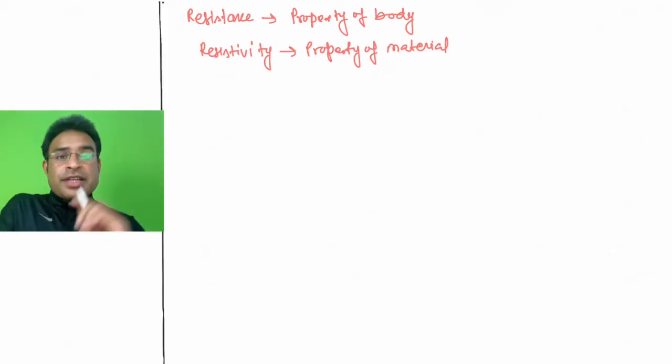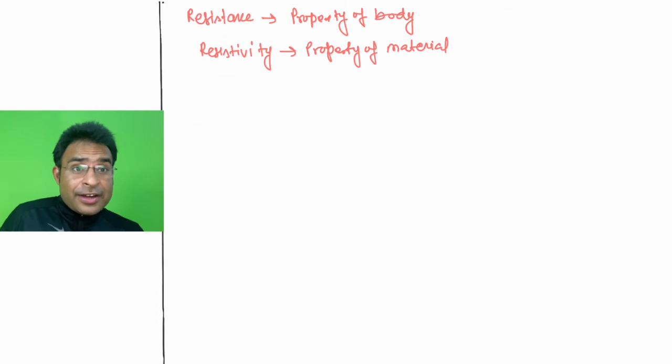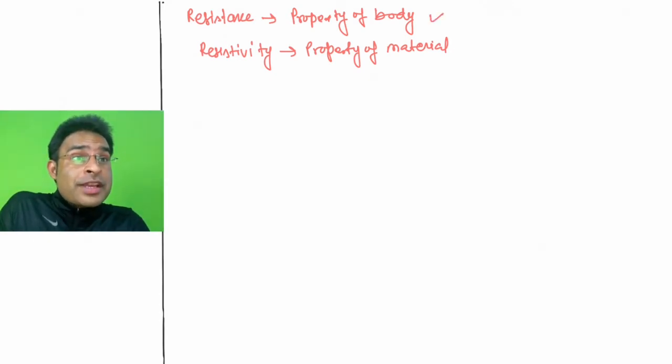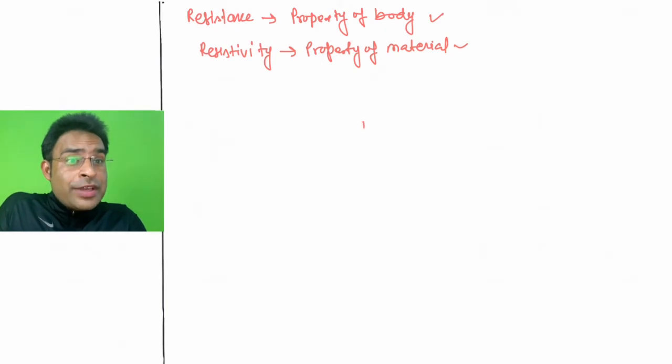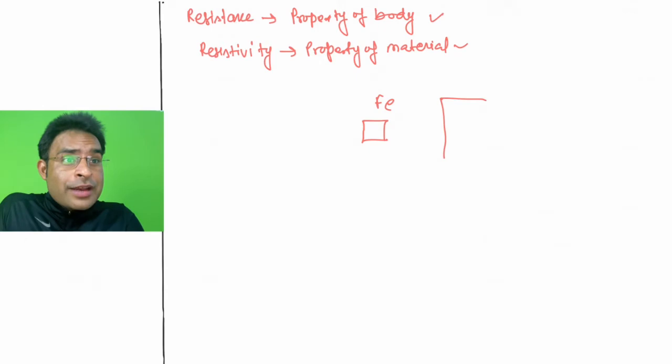And what is the difference between resistance and resistivity? Resistance is a property of a body and resistivity is a property of material. What is the meaning of this? Let's say we have two blocks. This is an iron block, Fe, and this one is also an iron block, Fe.